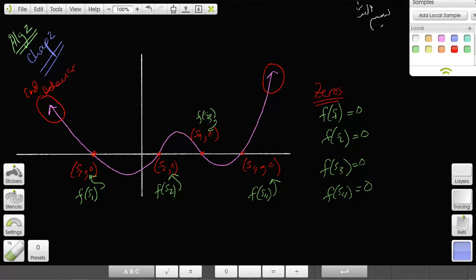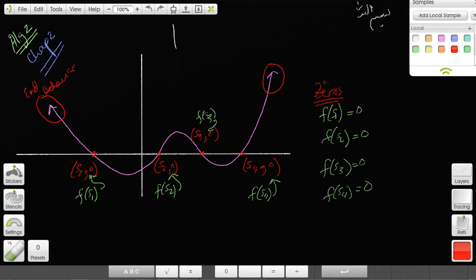Okay. Now, I hope you understood that. And then I said, how do we use synthetic substitution? If I gave you a function like this, and you put a number over here, and then you do synthetic substitution, and you get a remainder of 0, that means f of S1 was 0. So we use synthetic substitution to figure out if f of S1 was 0. If that indeed was the case, then we realize that S1 is a zero. That's how we use synthetic substitution.